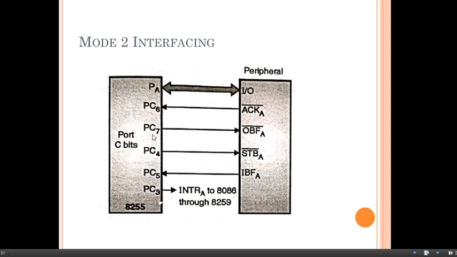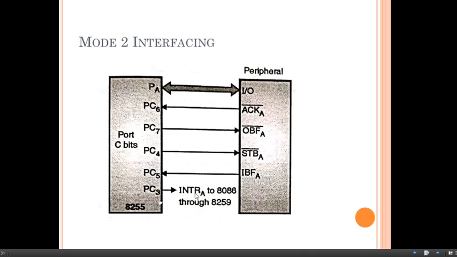These are the port C bits which are used for the handshake purpose. Now the different handshake signals are OBF, that is output buffer full, ACK, that is acknowledge, STB bar, that is strobe, and IBF, that is input buffer full. These are the different handshake signals.